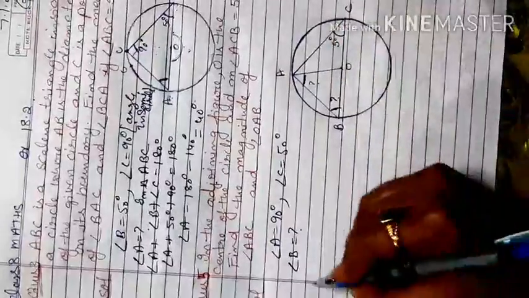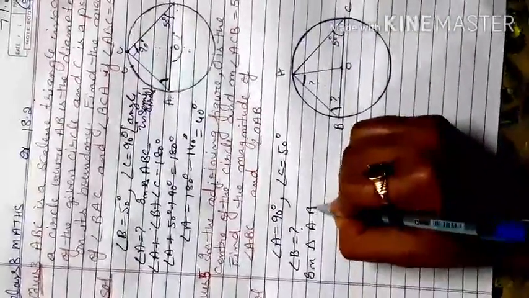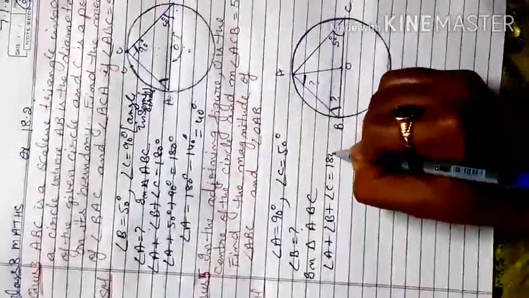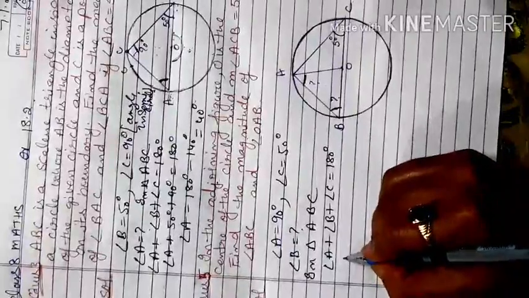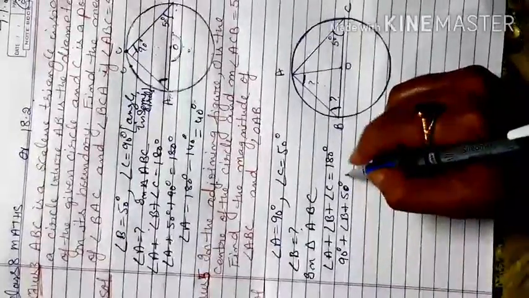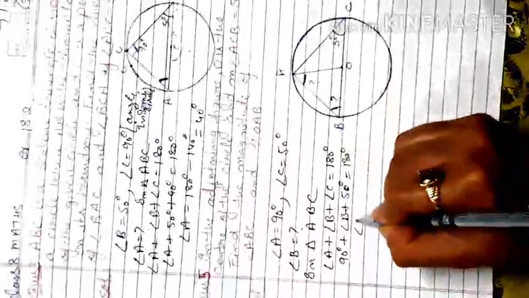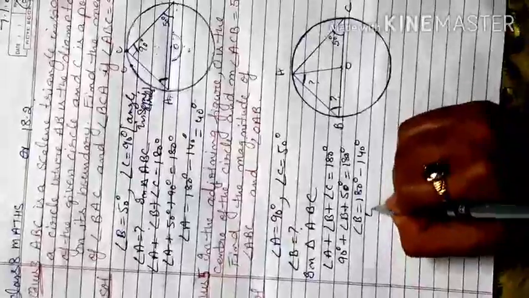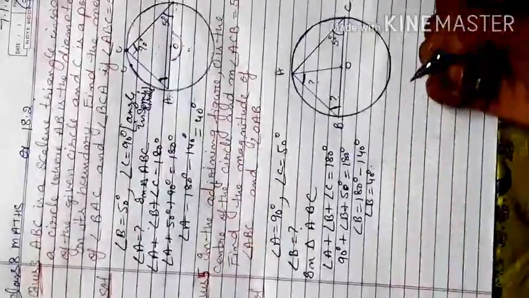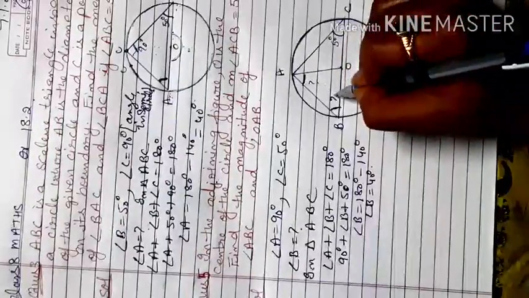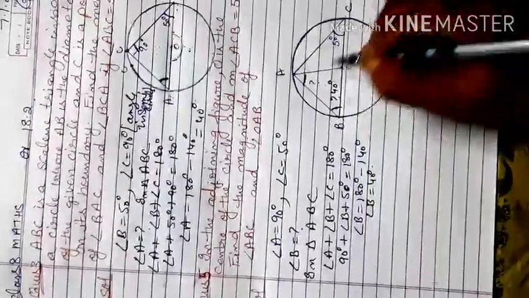If we look at triangle ABC, by the triangle sum property, angle A plus angle B plus angle C is equal to 180 degrees. Angle A is given as 90 degrees, angle C is given as 50 degrees, and angle B we have to find. So angle B plus 140 degrees is equal to 180 degrees. So angle B is equal to 180 degrees minus 140 degrees, that means angle B is equal to 40 degrees. So I found that my angle B is equal to 40 degrees.